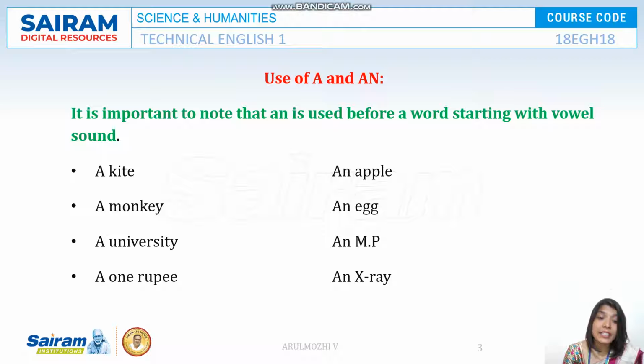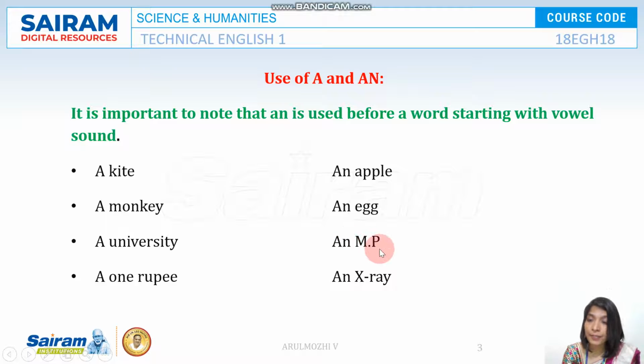And here again I want you to note, why a again? Because the o here does not take a vowel sound. It takes only a consonant sound, wa, as in which, when, went. So as it takes a consonant sound, it takes a. And here, an apple, an egg.